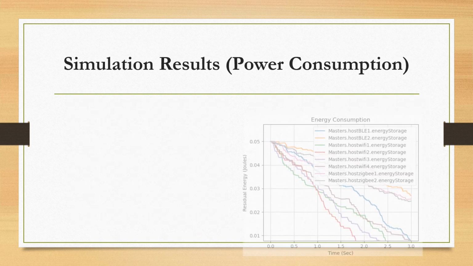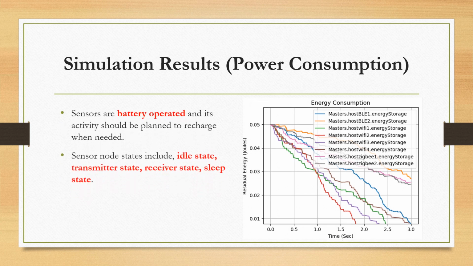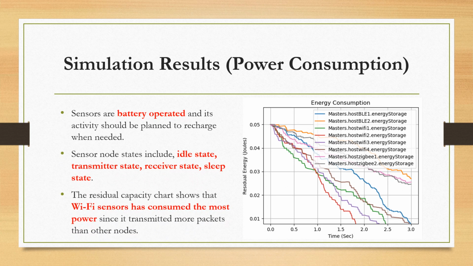As for the power consumption, of course, the sensors are battery operated, and their activity should be planned, whether to recharge in case the battery has decreased under a certain threshold. The sensor states include idle, transmitting, receiving, and sleep state. The residual energy chart shows that the Wi-Fi sensors have consumed the most power since they transmitted more packets than others during this time interval.